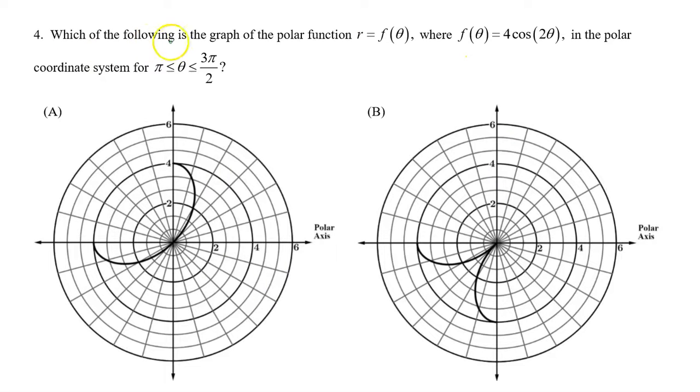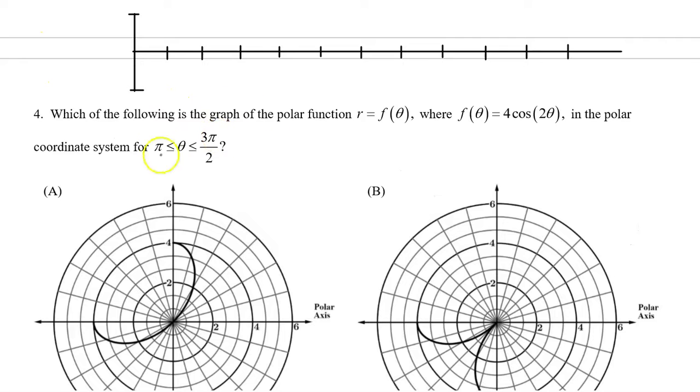Number 4, which of the following is the graph of the polar function r equals f of theta, where f of theta is equal to 4 cosine 2 theta in the polar coordinate system on the interval from pi to 3 pi over 2? We could probably solve this problem by plotting test values between pi and 3 pi over 2. However, this time I'd like to switch things up and try the strategy where we sketch a rectangular graph of f of theta and use that to choose.